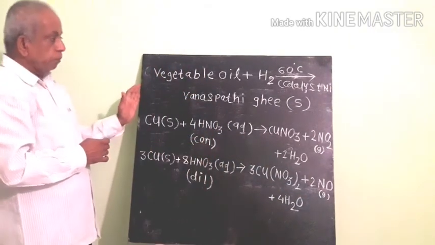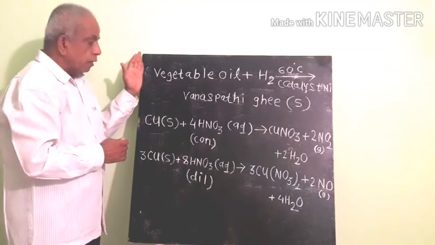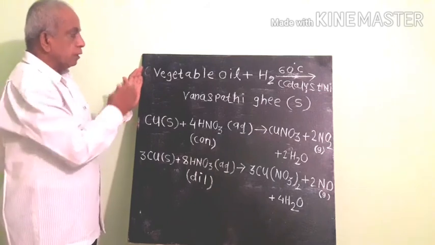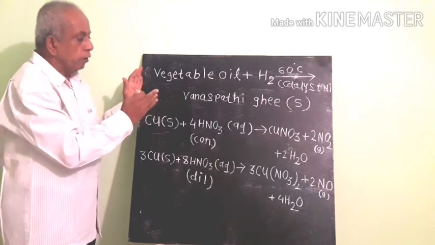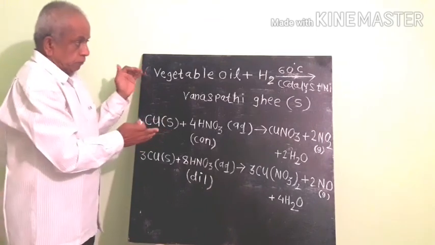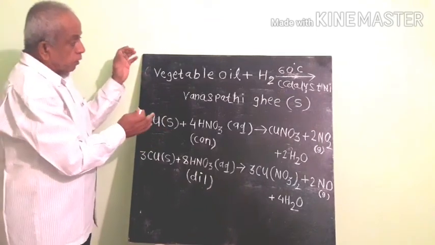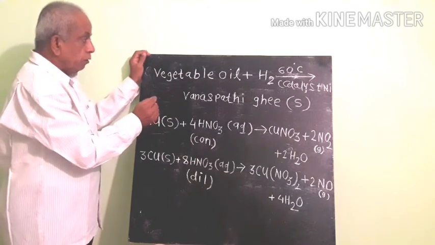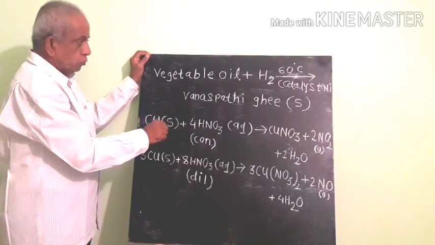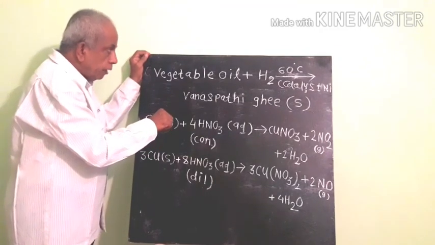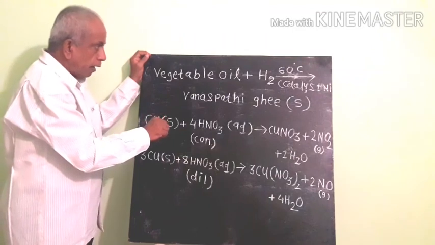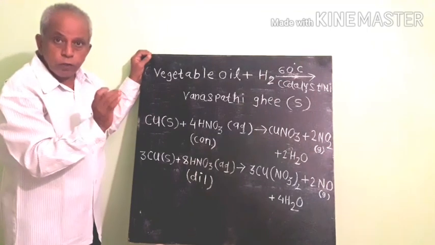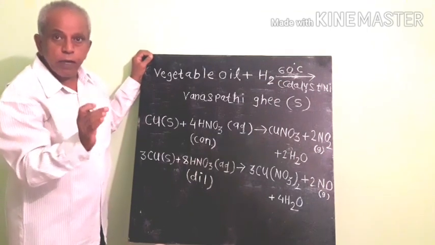In this way, these are simple rules for writing chemical equations. But a chemical equation must be in balanced form. So in the next lecture we will discuss how a chemical equation is balanced.